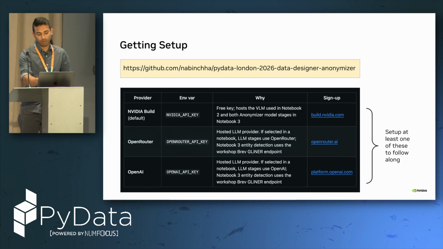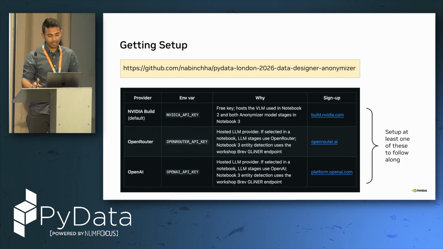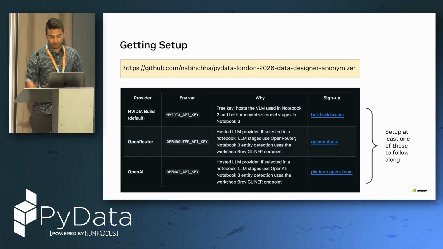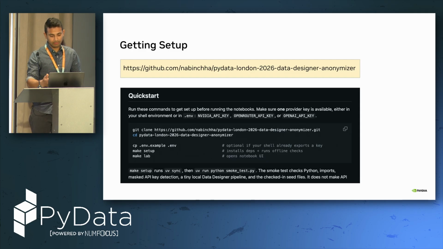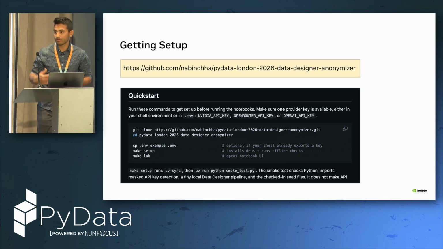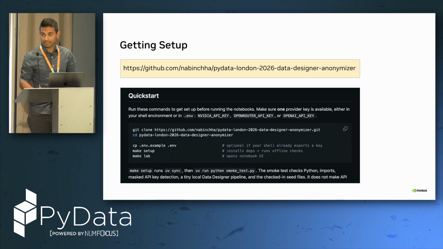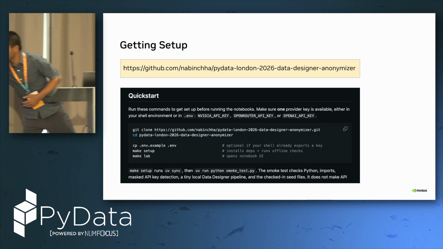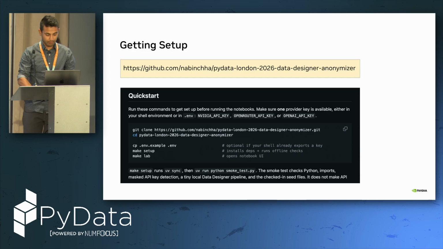You want to have one of these ready: either an NVIDIA API key, an OpenRouter API key, or an OpenAI API key. Here's the URL. Git clone it. There are instructions, it's really simple. Clone it, go into that directory, and just do make setup. It's going to use UV to set up your environment and download all the dependencies, and then do make lab. It's going to spin up the Jupyter Lab environment, and a browser is going to open.